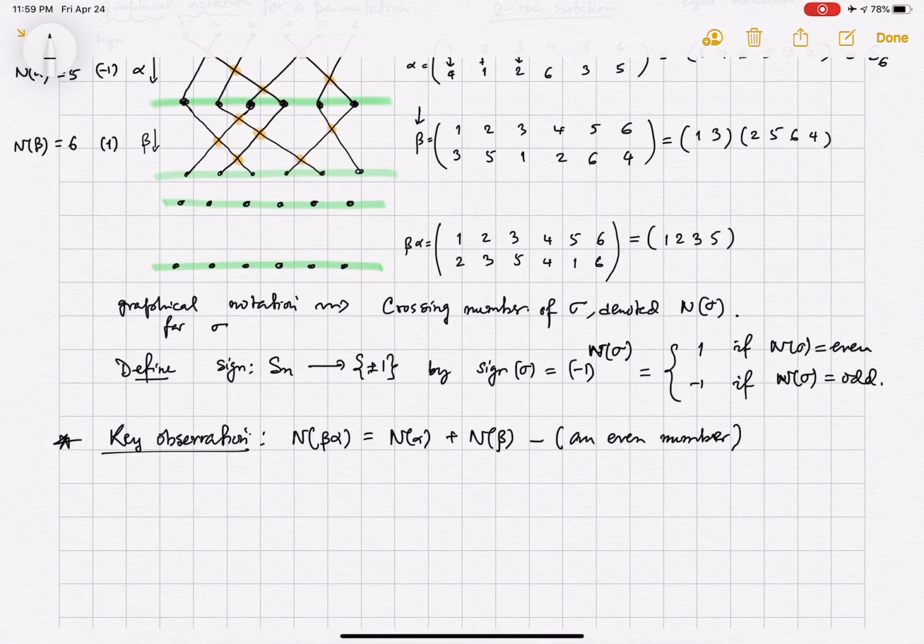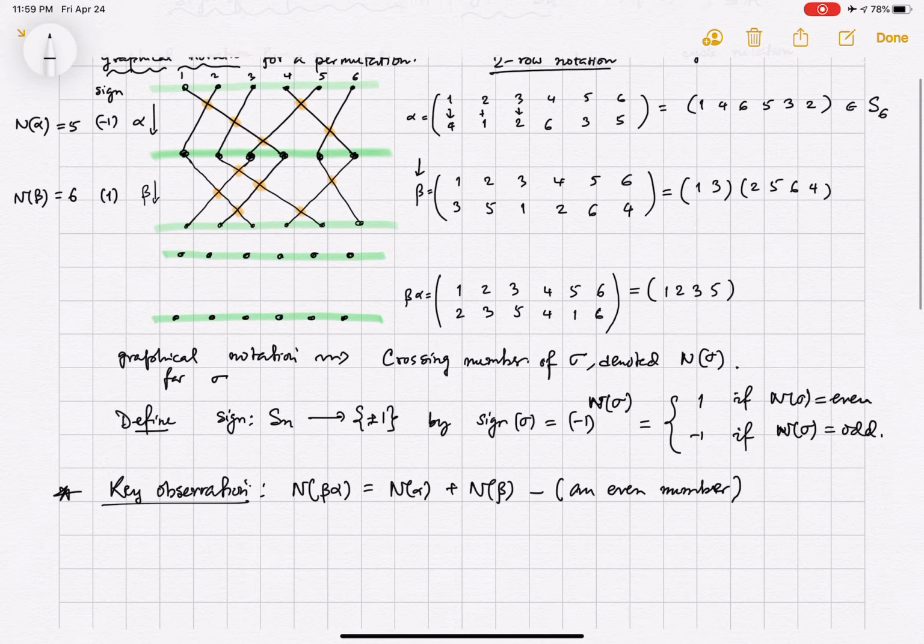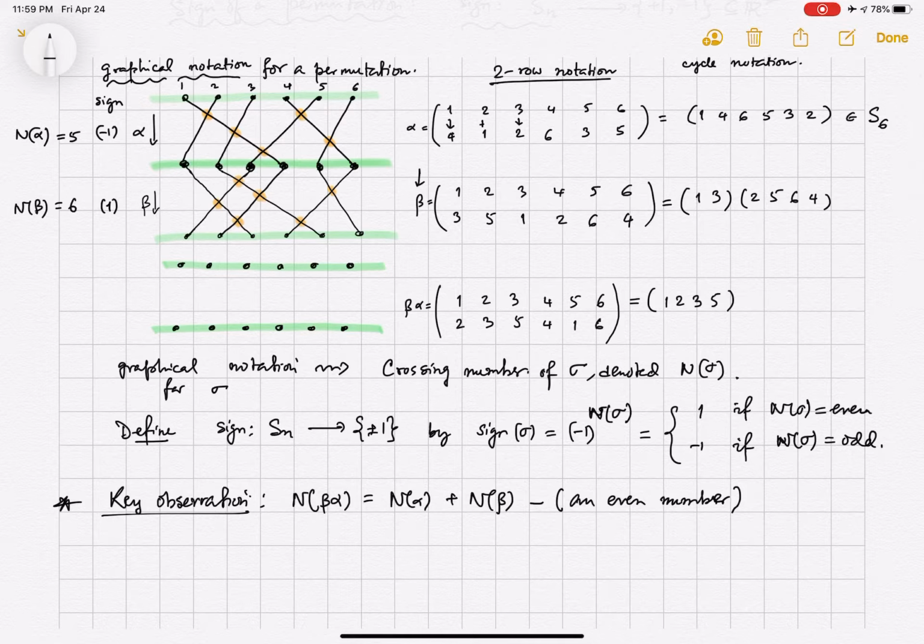1 goes to... I've calculated the product already, you can check it. So this means first apply alpha, then apply beta, and you can calculate the product. 1 goes to 2, 2 goes to 3, 3 goes to 5, 4 goes to 4, 5 goes to 1, and 6 goes to 6. That's our beta alpha.